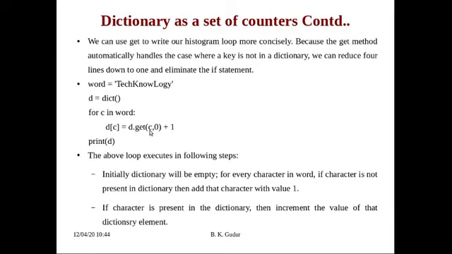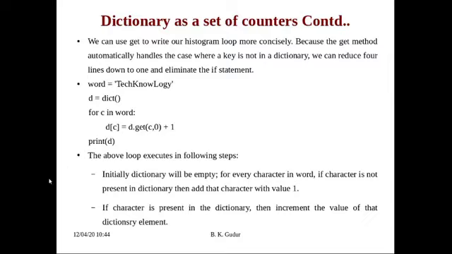If the particular character c is not present in the dictionary, obviously this get method is going to return 0, and 0 plus 1 will be 1. So c will be added to the dictionary and initialized to 1. Means only this statement will perform both the if work and the else work. Because if it is not present, get will return 0. If it is present, get will return the same value. Because of that, by using the get method, we can write the previous program.